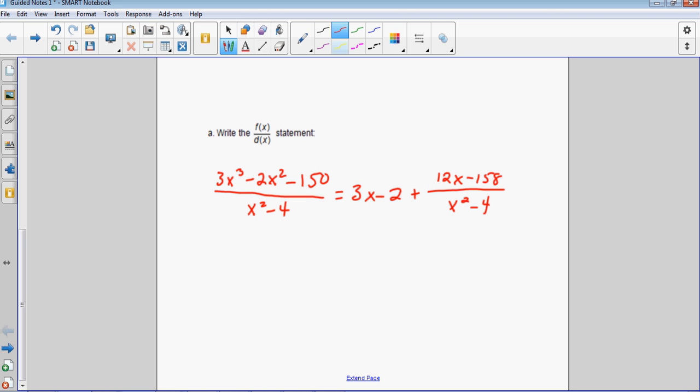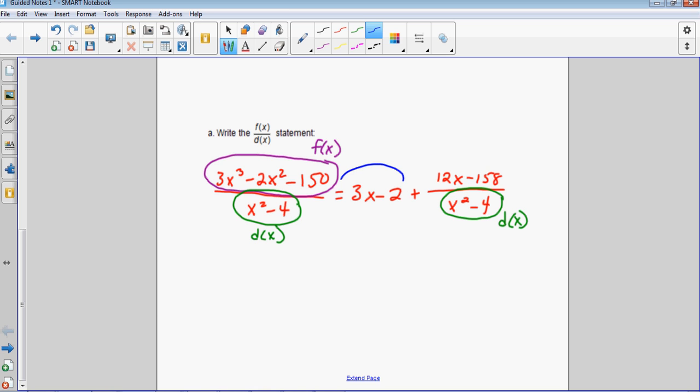So when you're looking back up at the top and trying to match things up, here's your f of x. Okay, and then below is your d of x. And that also shows up under the remainder. Okay, and then 3x minus 2 is q of x. And then the remainder is the r of x, and that's the 12x minus 158.